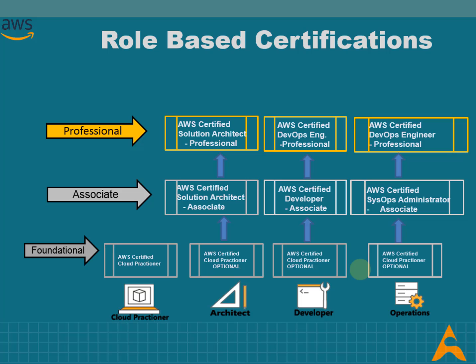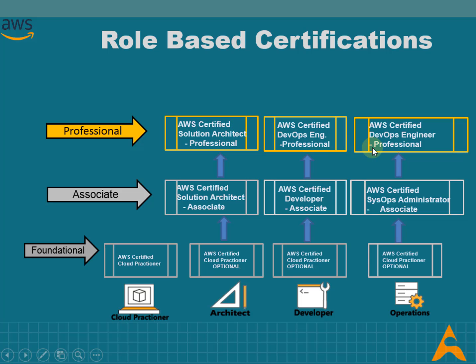So after the foundational one, which is optional, it starts with the associate level. There are no prerequisites; you only need to be familiar with the concepts. Here, associate certification covers the roles of solution architect, developer, and SysOps administrator. Once you have completed an associate certification in any of these roles, you may further progress to a specialty in advanced networking or big data, or a professional certification in solution architect or DevOps engineering.